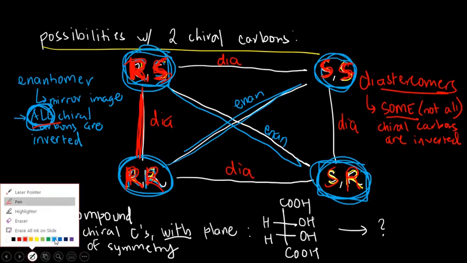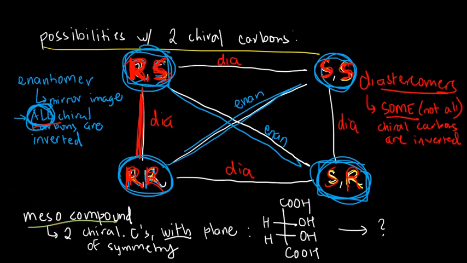Lastly, we have compounds which are called meso compounds, and they are compounds with two chiral carbons with a plane of symmetry. The most common example the textbooks use is this molecule. They call this thing tartaric acid. In fact, in textbooks, they really show you the 4 different isomers of tartaric acid. I'll just use the meso one. So why is this the meso tartaric acid?